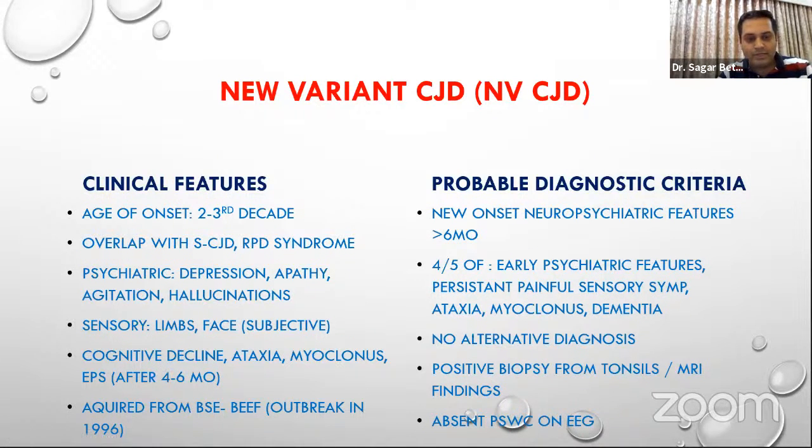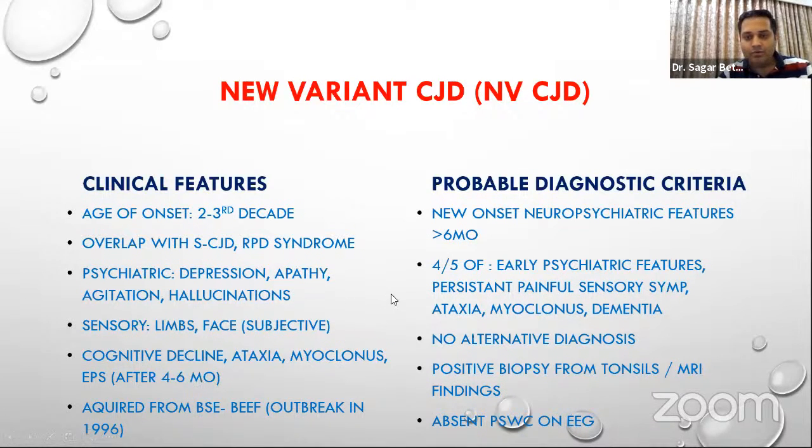And then, after the initial months, comes the onset of cognitive decline, unlike sporadic CJD, where there is an initial decline in cognition during presentation. So the cognitive decline, ataxia, myoclonus, this triad comes later on.